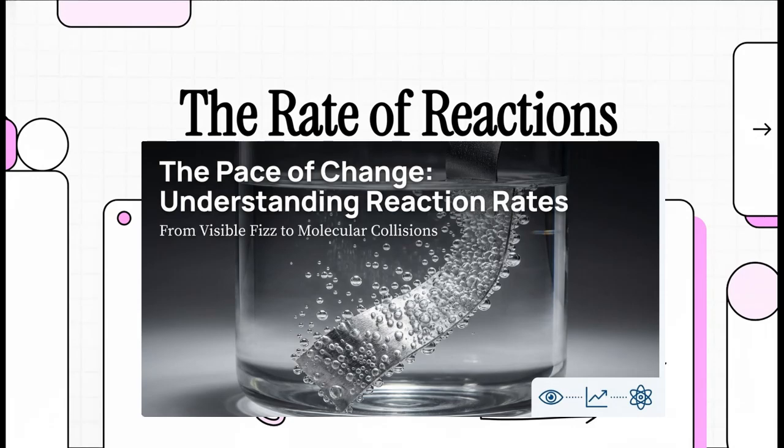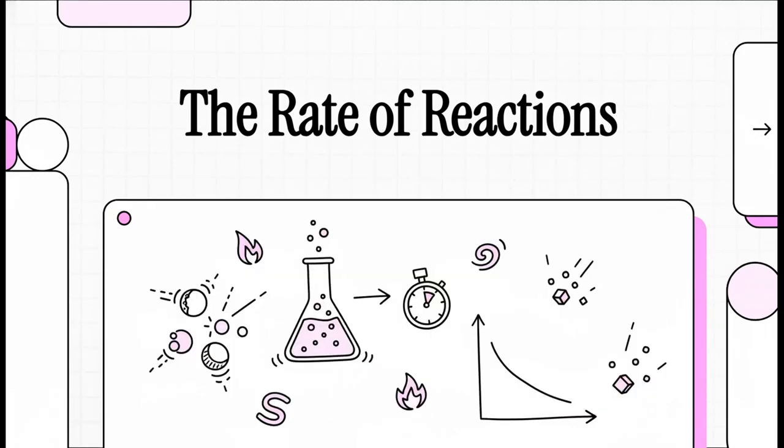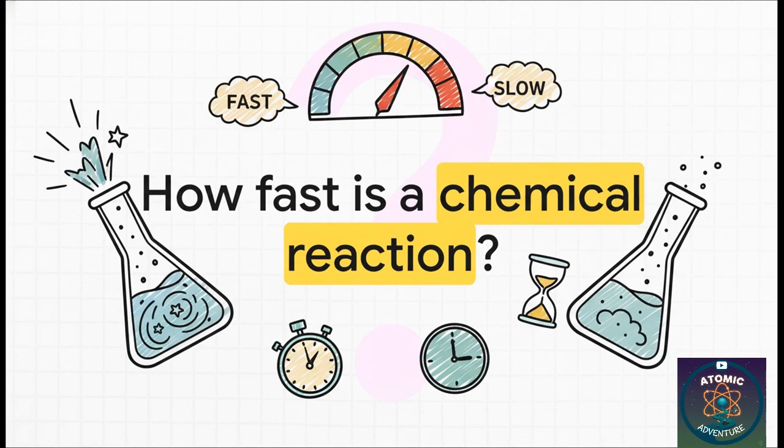Hello, everyone. Today, we're going to jump right into the rate of chemical reactions. We're going to figure out how to measure and really understand the speed of chemistry as it happens. So let's kick things off with a simple question. How fast is a chemical reaction, really? I mean, can we just say it's fast or slow? Nah, we need to be a bit more scientific than that. Let's see how we can get precise.